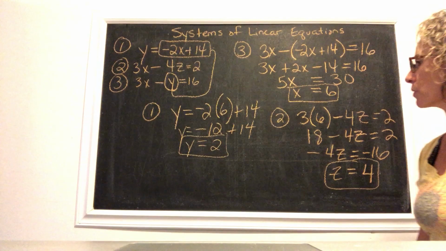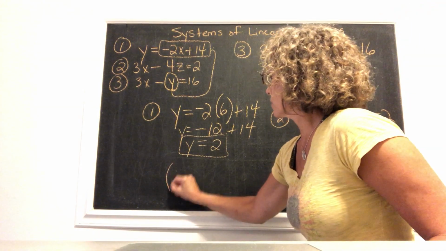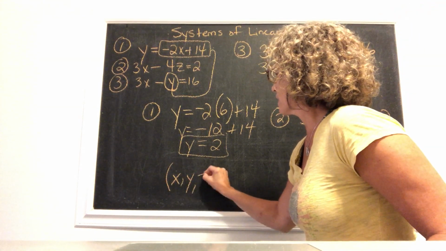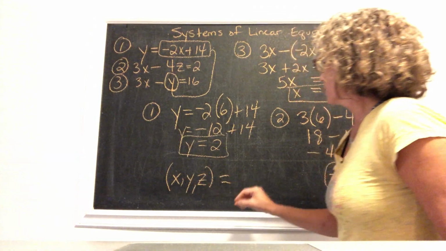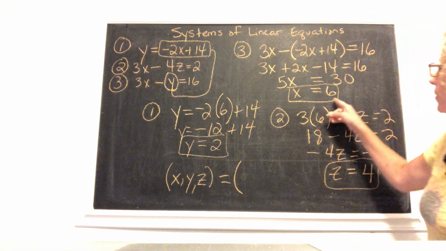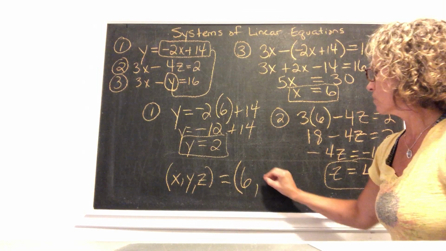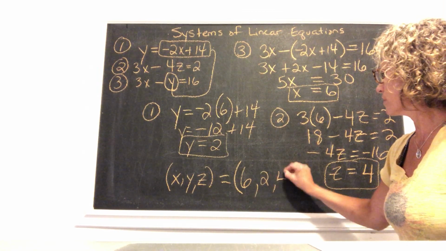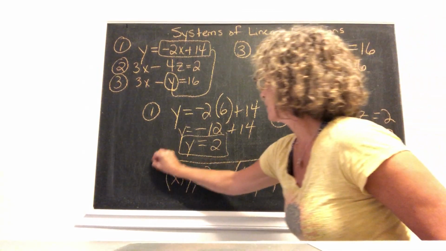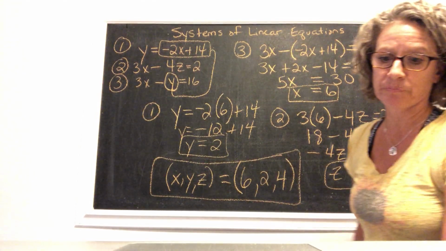Okay, when you're all finished, we're going to write this in a coordinate x, comma y, comma z format. So the answer is, in order, x is 6, y is 2, and z is 4. And that's our final answer.